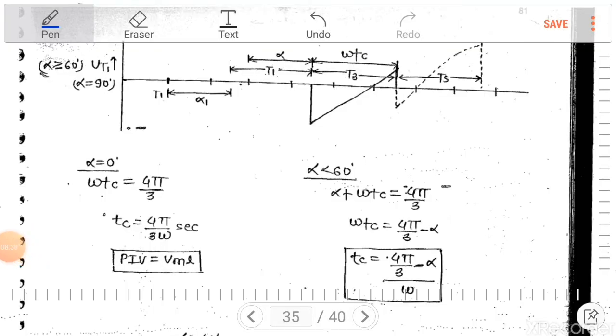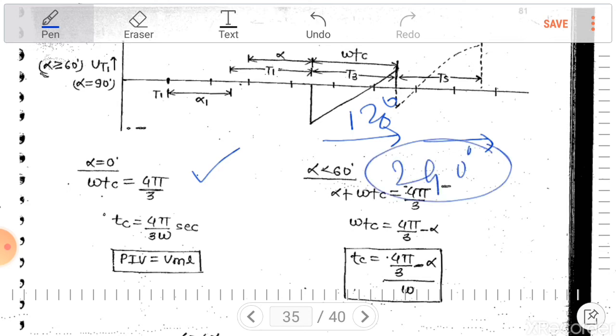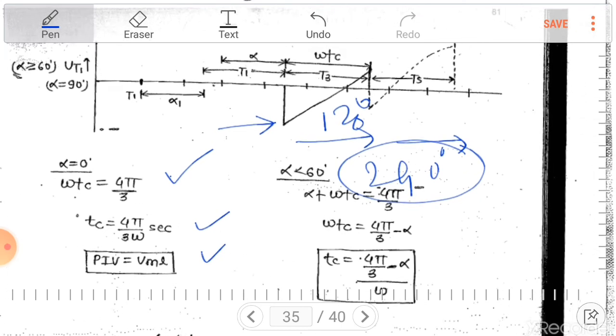We can find the circuit turn-off time in 3 sections. For alpha equal to 0, circuit turn-off time equal to 4 pi by 3. After T1, the two thyristors T3 and T5 are turning on. In that period, each thyristor has 120 degree conduction, so there is 240 degree conduction, and thyristor T1 will be turned off. So TC is 4 pi by 3 omega seconds, and peak inverse voltage is line voltage maximum.